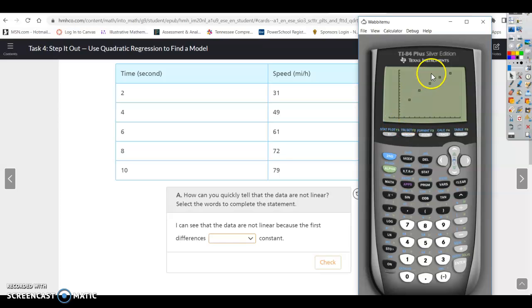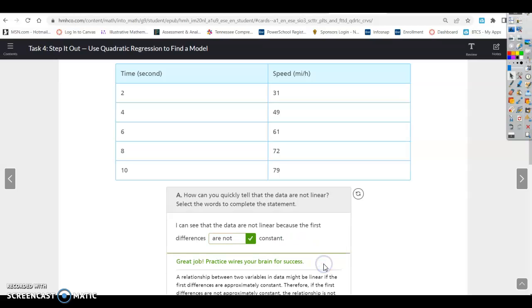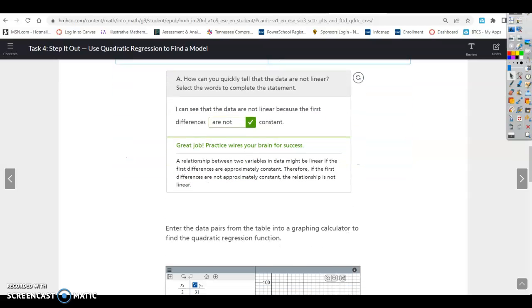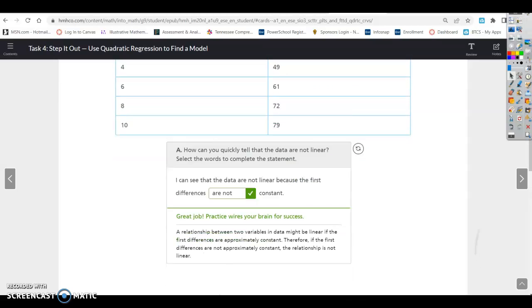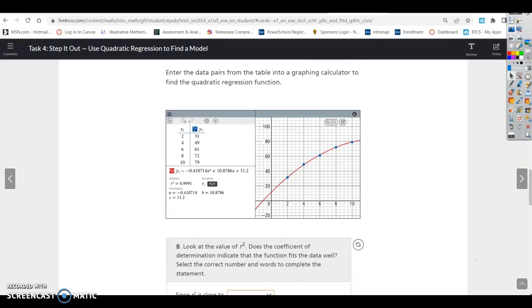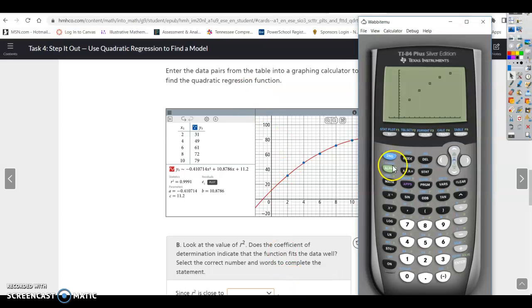All right, so now that we have done that, let's see what that question asks. I can see that the data are nonlinear because the first differences are not constant. All right, so instead of using the calculator, they were looking at the first and second difference again. And I just went straight to the calculator. All right, so this says enter the data pairs from the table into a graphing calculator to find a quadratic regression model. Okay, so we have the data.